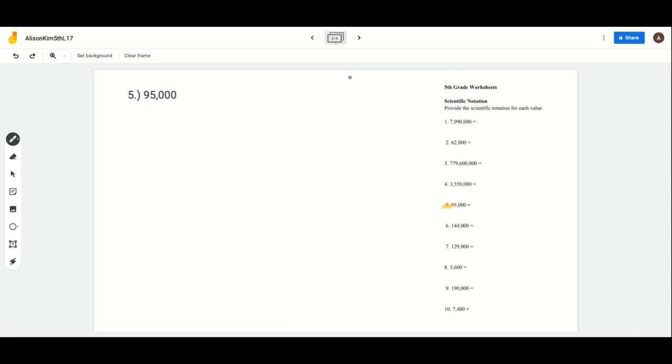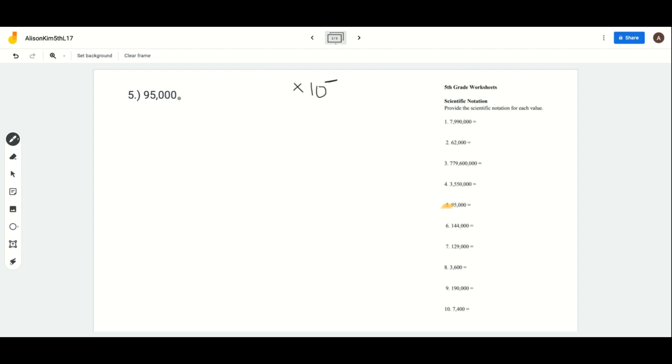So for scientific notation, the only thing that you must remember is that there must be only one number or digit in front of the decimal. And you also have to have a times 10 to the blank power multiplied to that decimal. So you'll understand what I mean as we go along with number 5.